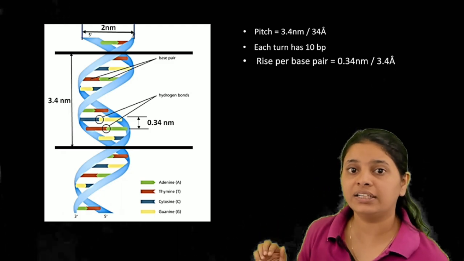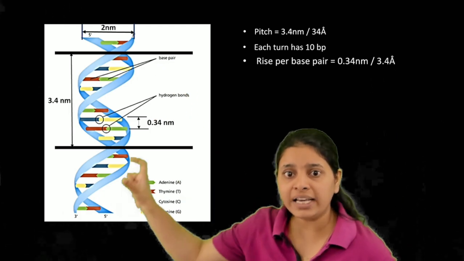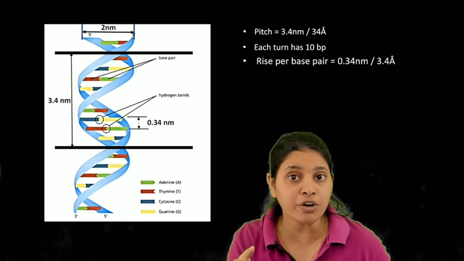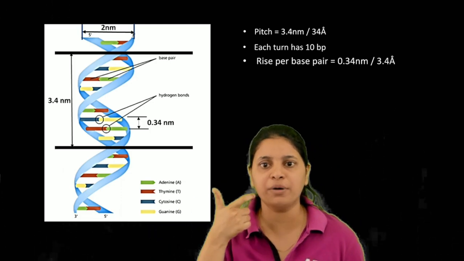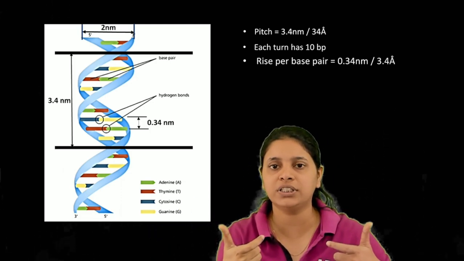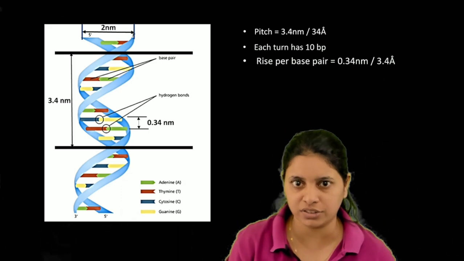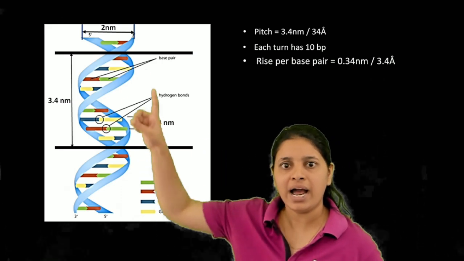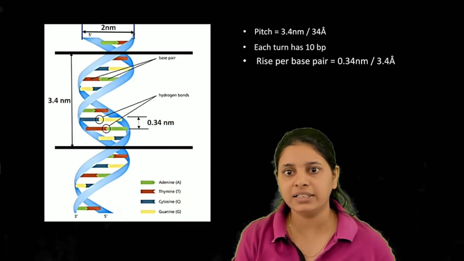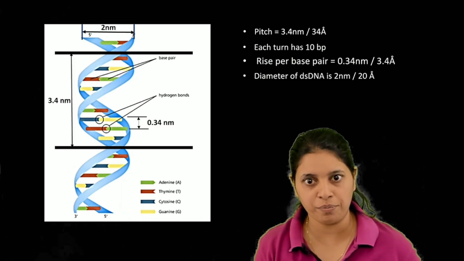Also, let's look at the diameter. Throughout the length of the DNA, the diameter is uniform because a double-ring purine structure is always opposite a single-ring pyrimidine structure, right? So, the diameter is uniform and it is 2 nanometer, that will be 20 angstrom.